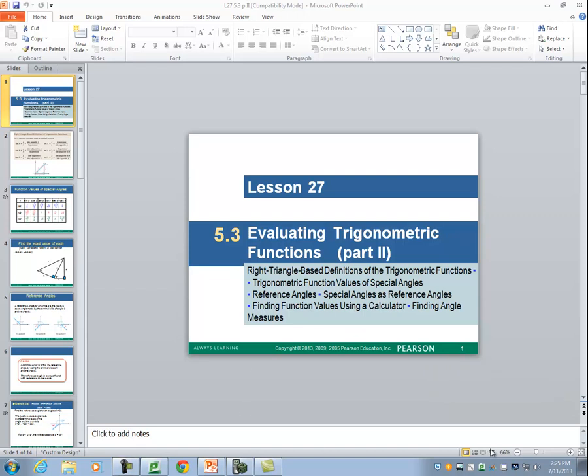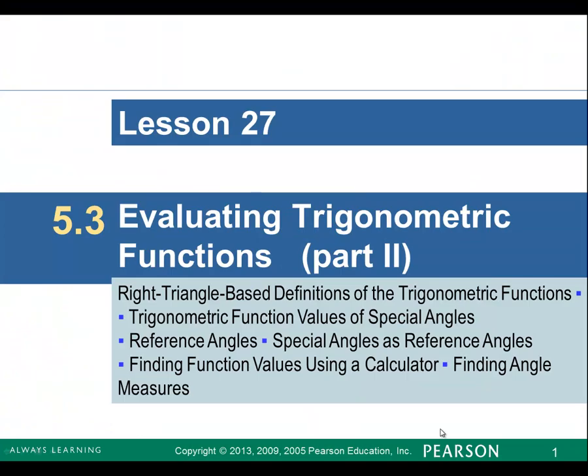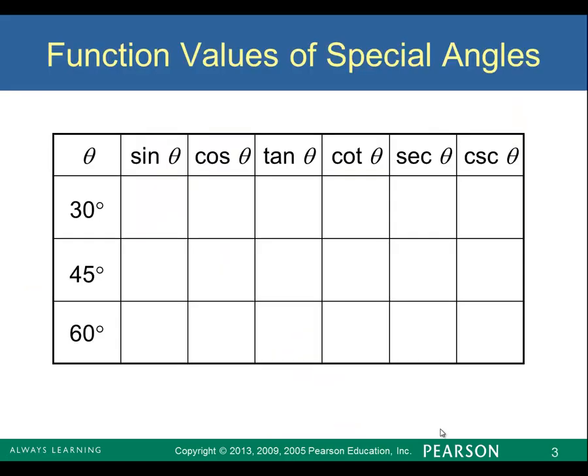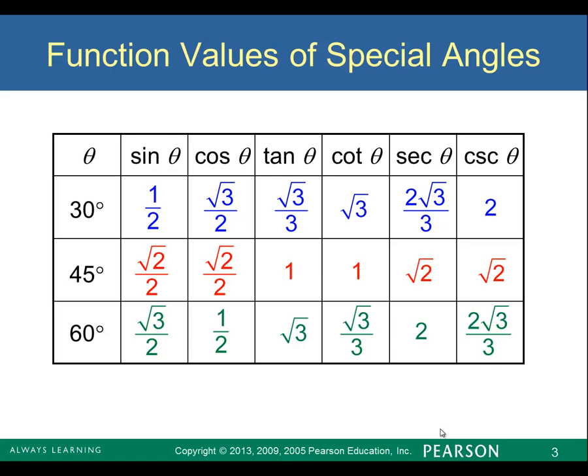Okay, this is lesson 27, section 5.3, evaluating trigonometric functions, part 2. And here we're going to be taking a look at more right triangles. We've already looked at this. This is kind of a review for us. And here's our table. And I mentioned that you could, as long as you knew the special triangles for 60, 30, 90, 45, 45, 90, that would be easier than using the table.